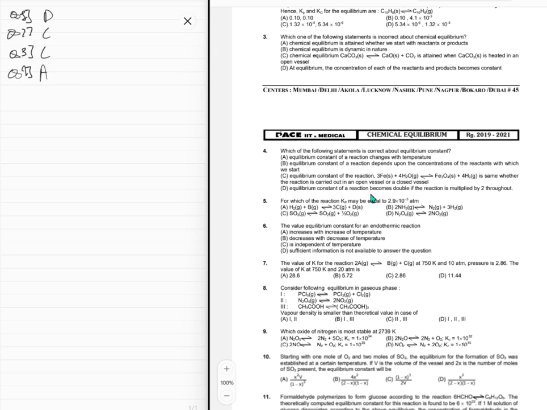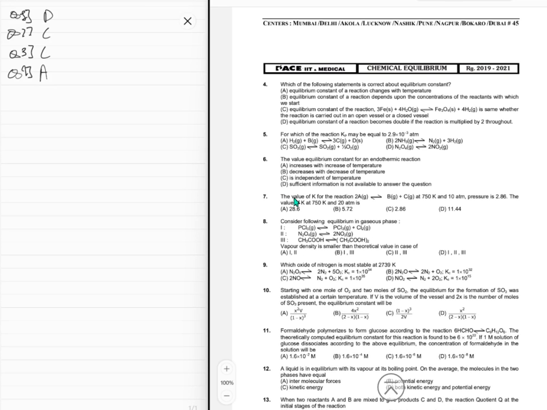Actually, C is in fact correct. What's the problem? No, wait. In an open vessel, this will just be a problematic thing, because in an open vessel there is no equilibrium in the first place. So what does that even make? That doesn't make sense. The equilibrium constant of a reaction becomes double if the reaction... No, no, it doesn't become double. It becomes squared.